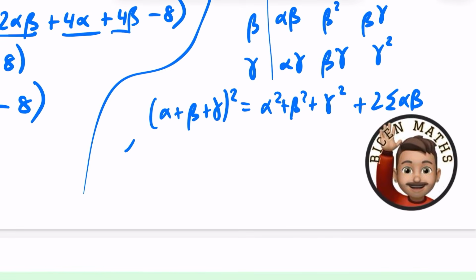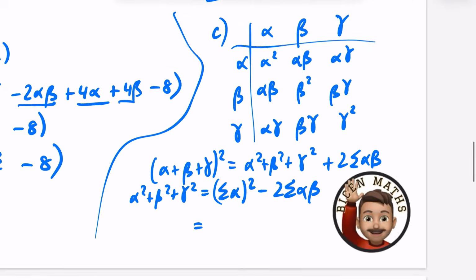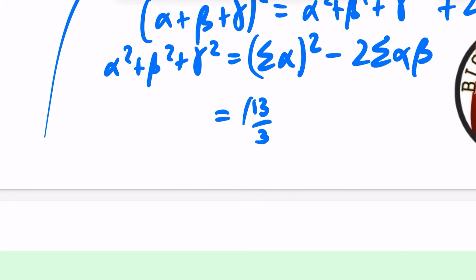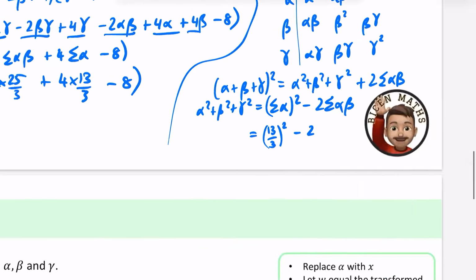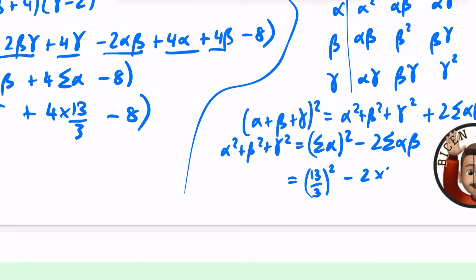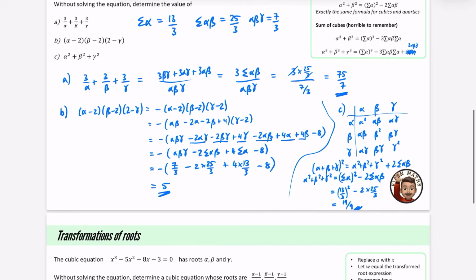So let's just write that down. My alpha squared plus beta squared plus gamma squared is the sum of the roots squared minus 2 alpha beta. Okay, the sum of the roots is 13 over 3. So it's 13 over 3 squared minus 2, the sum of the pairs, which is 25 over 3. And I've just about fitted it in one page. So it's 13 over 3 squared minus 50 over 3. That is 19 over 9. Give it a little line to show it's the same as the other ones.